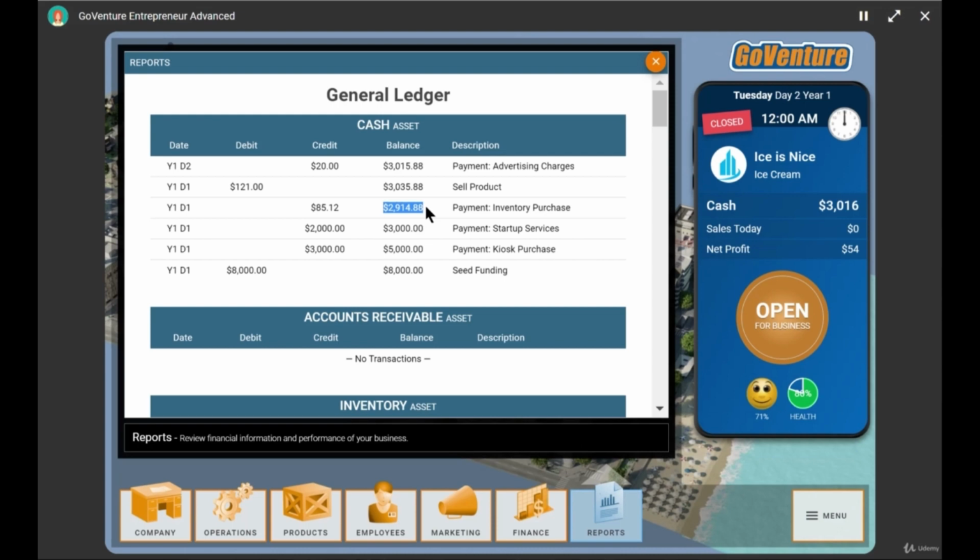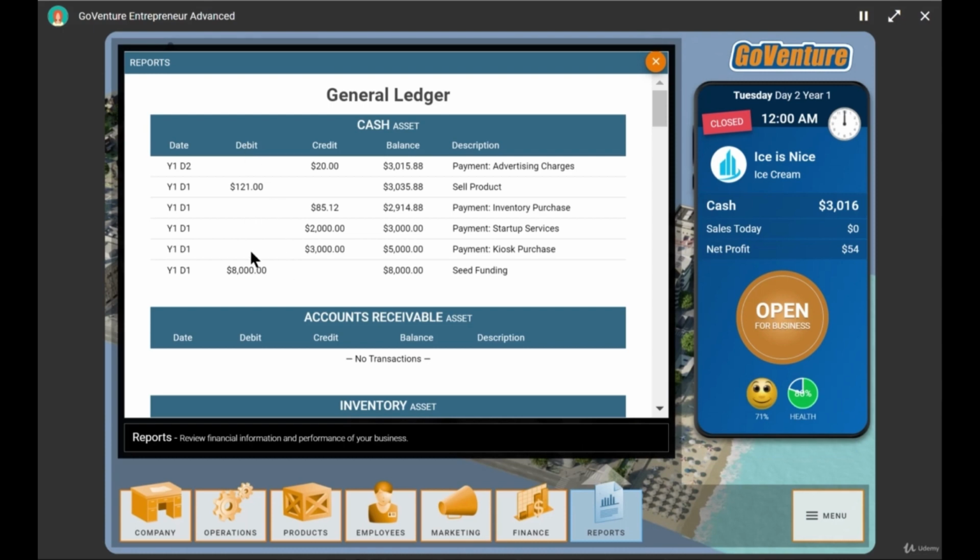And then, some good news here, we actually started selling and we sold our products to customers. So customers gave us $121, and now that increased our cash. And then we reduced again by $20 because of the advertising charges. So as you can see, it's just a running total of everything, and the ledger organizes things or classifies things in categories, so it's a little bit easier to follow the accounts.